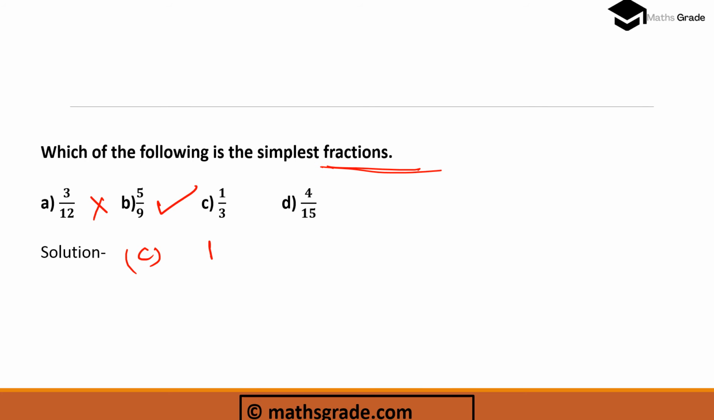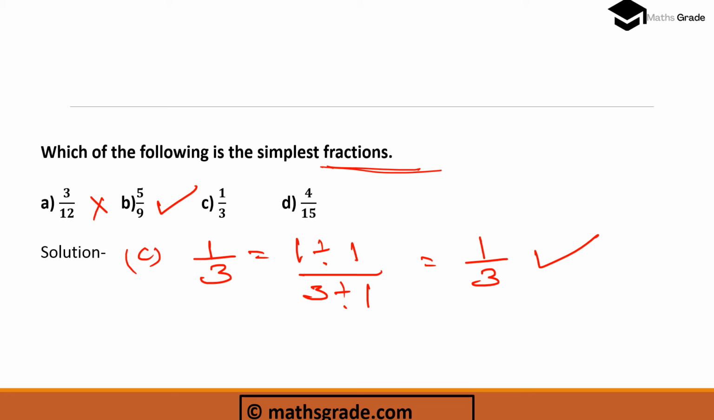Option C, 1 divided by 3. Here there is no common factor between 1 and 3. Only 1 is the common factor between 1 and 3. So we have to divide the numerator 1 and the denominator 3 by 1. So it is 1 divided by 3. So 1 divided by 3 is in the simplest form.